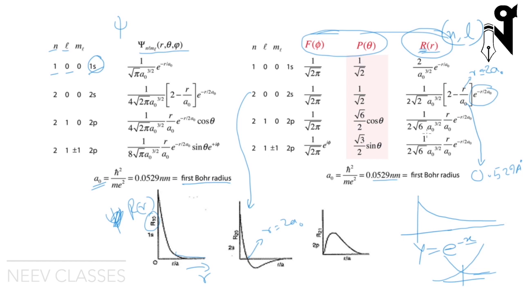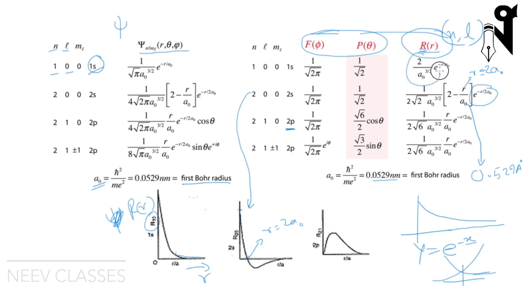So we are just examining the wave function. You see 2p is quite different from 1s and 2s. For 1s and 2s, at r is equal to 0, the wave function was going quite high. At r is equal to 0, you'll put r is equal to 0 over here. E power 0 means 1.